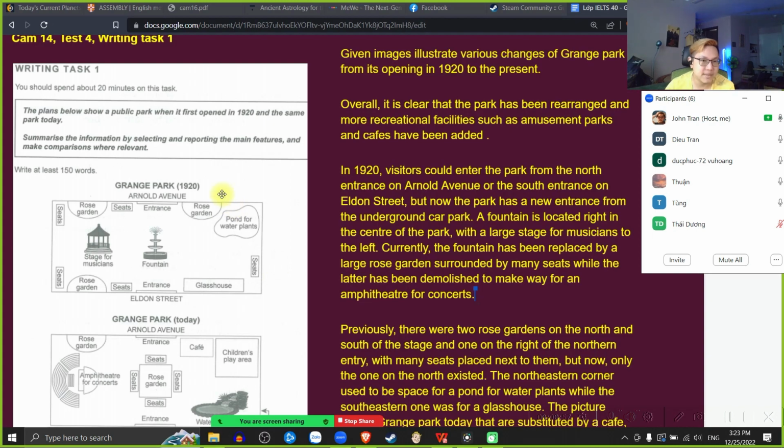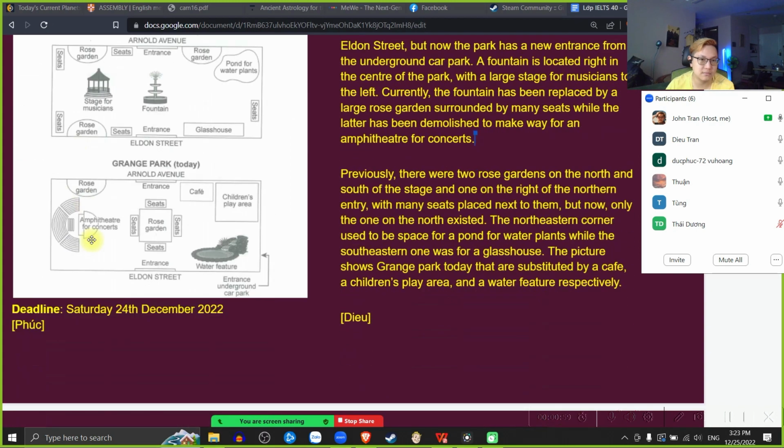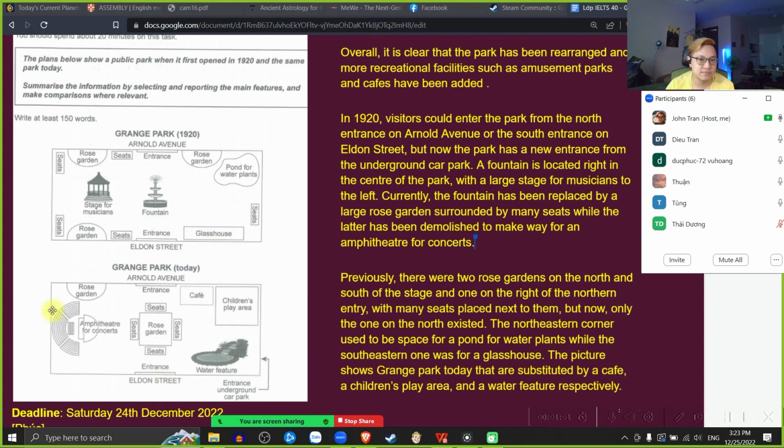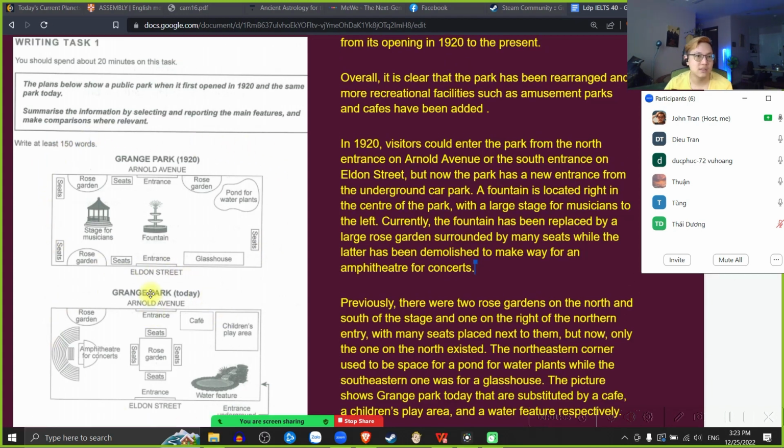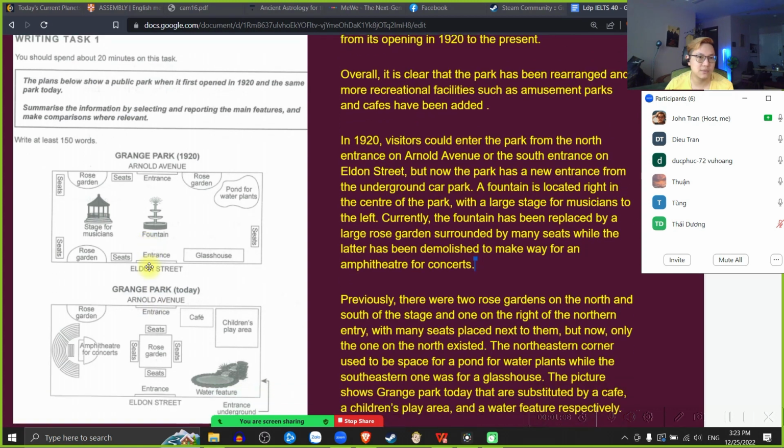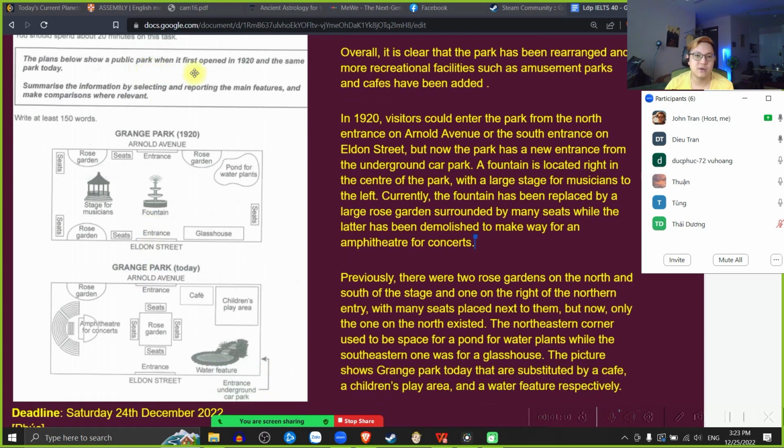And now we have a kind of map here. Map of development. So the plans below show a public park when it first opened in 1920 and the same park today. So of course, you have to use past tense for 1920, and for today, present tense.